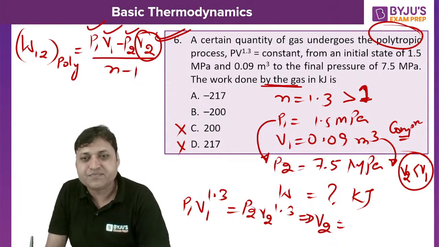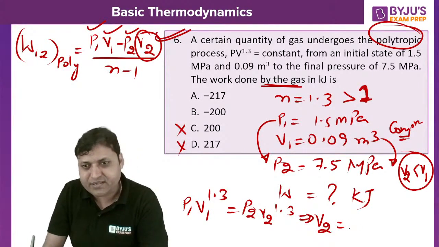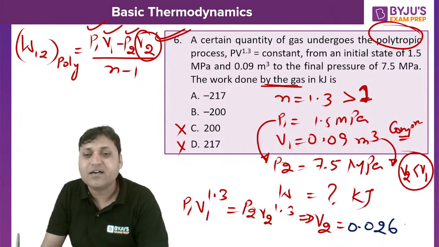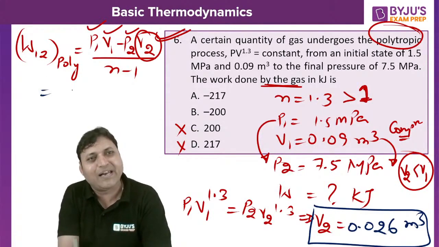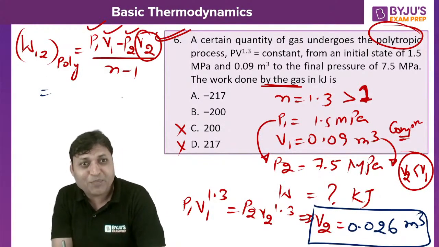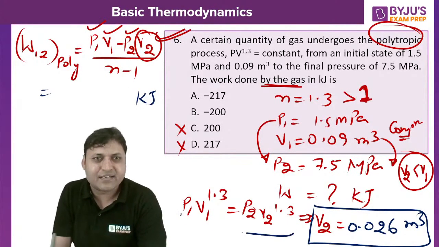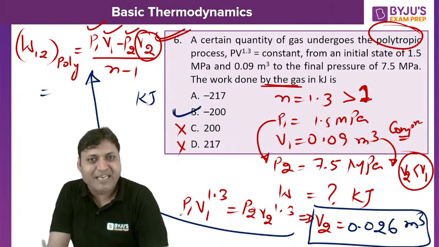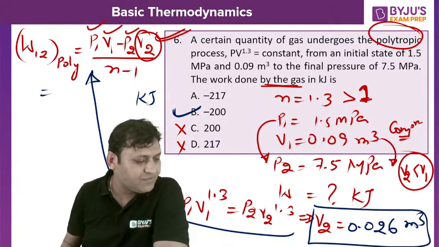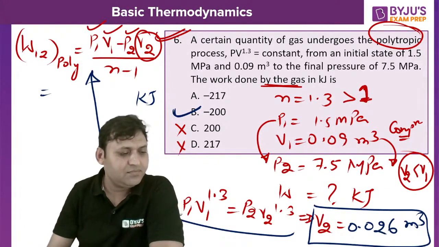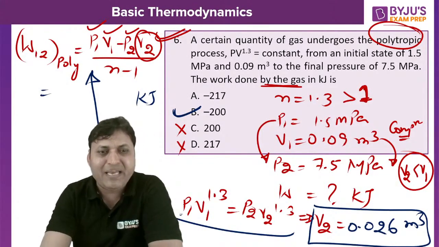What is the value of V2? 0.026 meter cube. Put the value of V2 in the equation, you will get the answer. And your option answer should be in kilojoule. You should take care of the unit. Put the values, you will get the answer. Option B is the correct answer. Are you guys getting minus 200? B is the right answer.